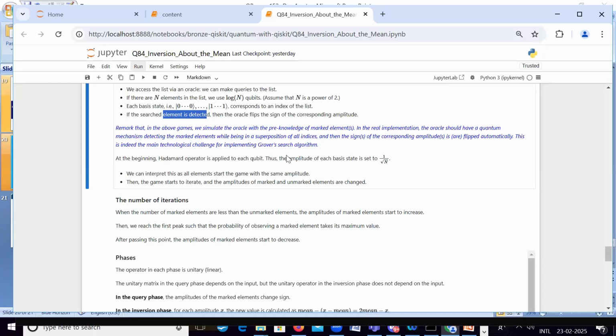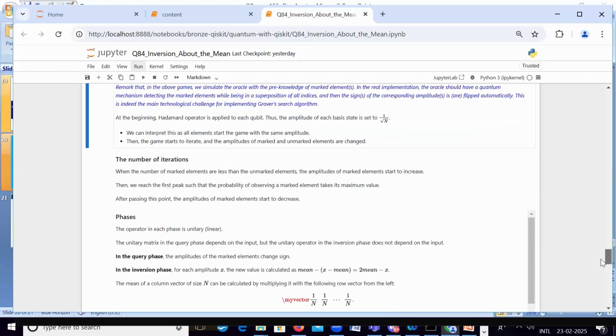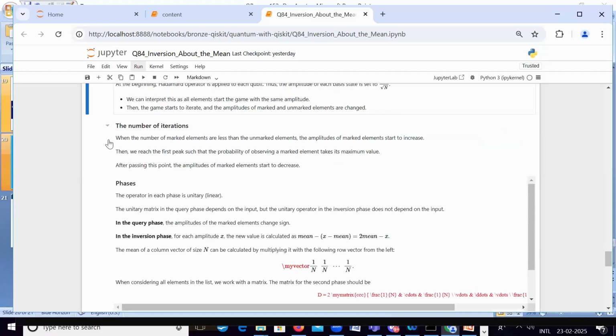Now going further, this is the representation. These are some of the pointers. At the beginning, the Hadamard gate is applied to each of the qubits, which makes their state superimposed. Thus, the amplitude of each of them is set to 1 by root n. Now, next is to see how many iterations are necessary.